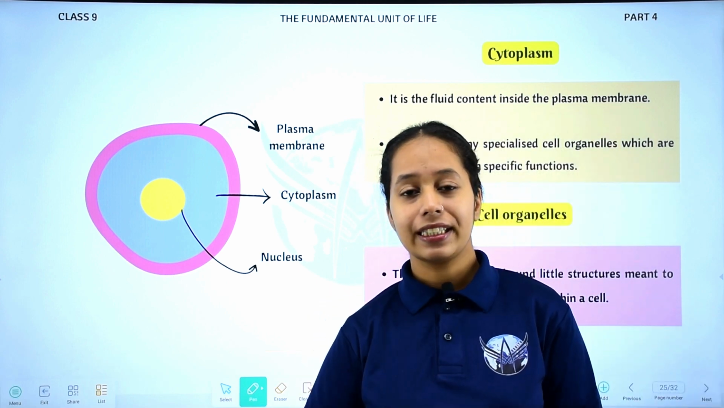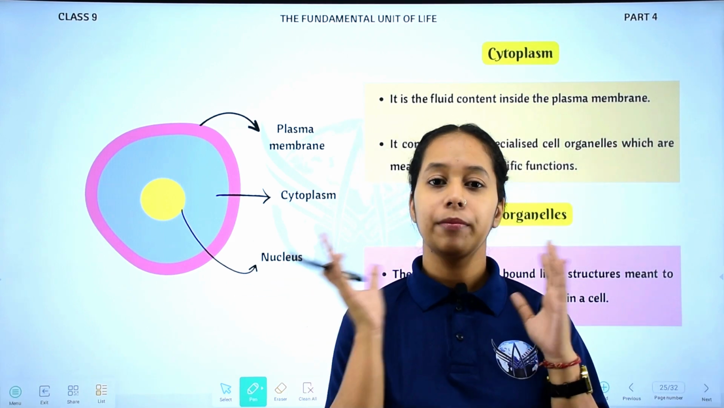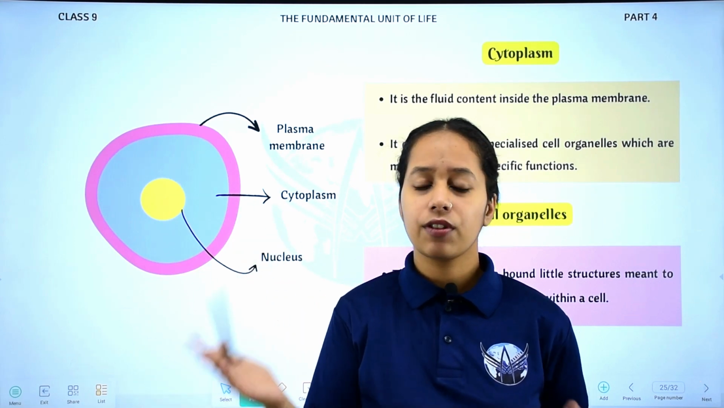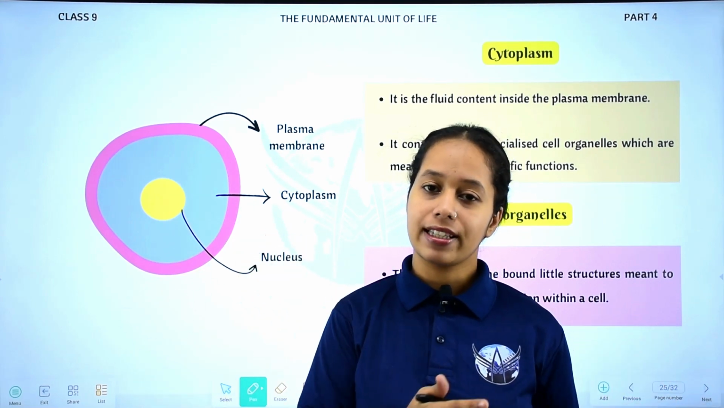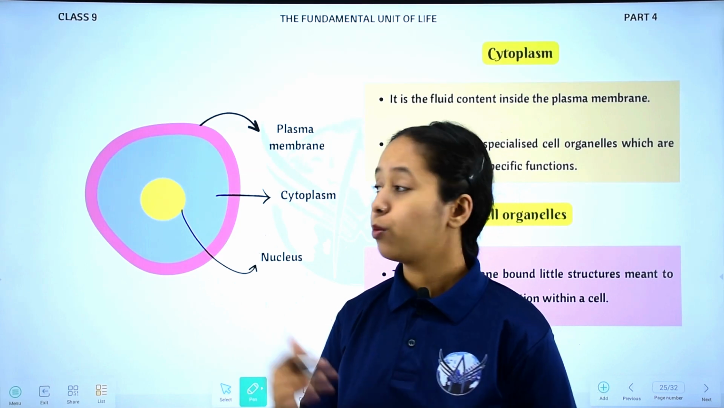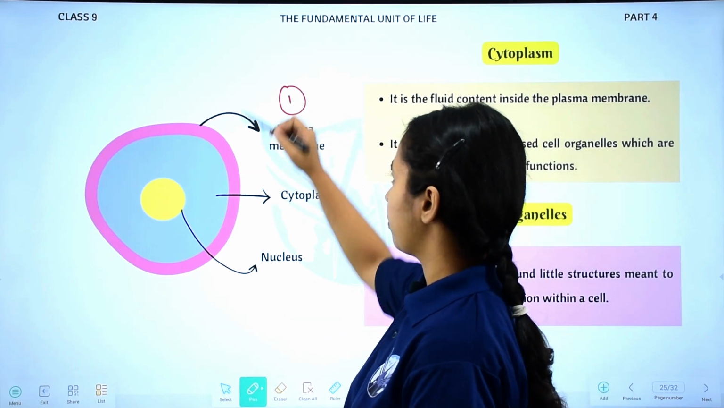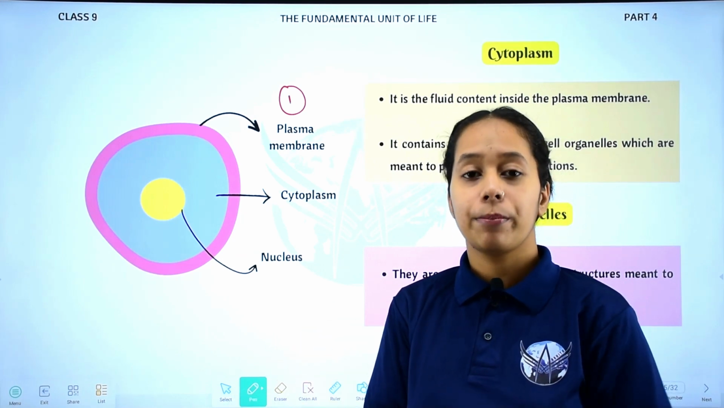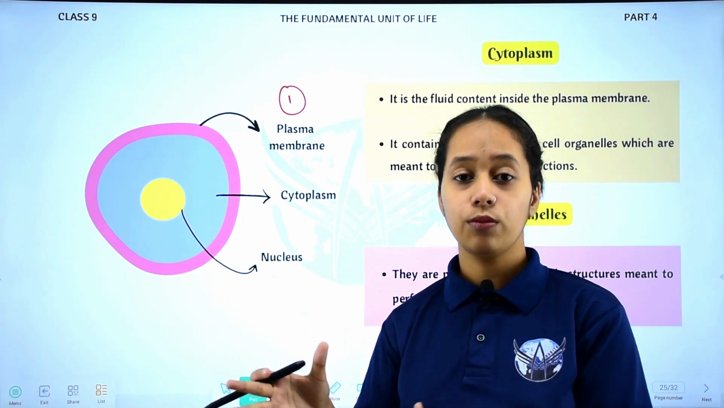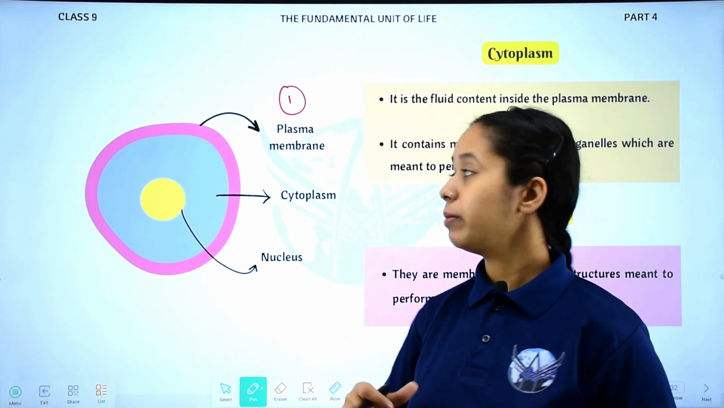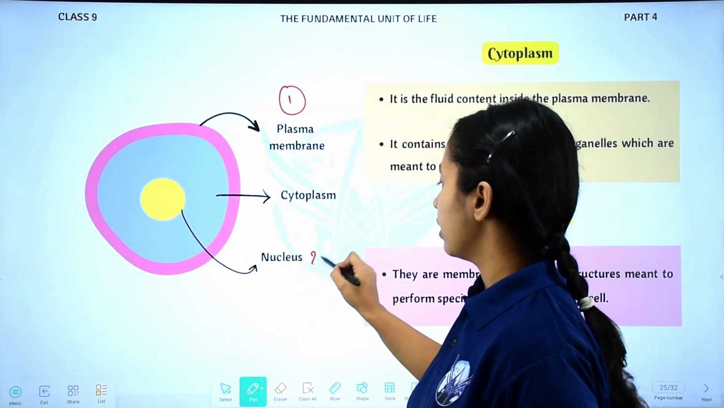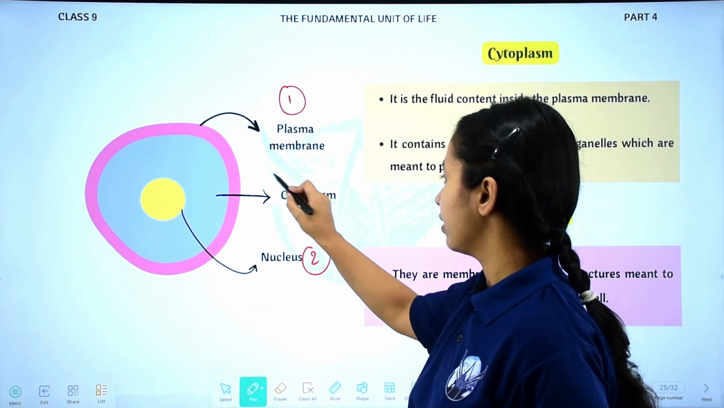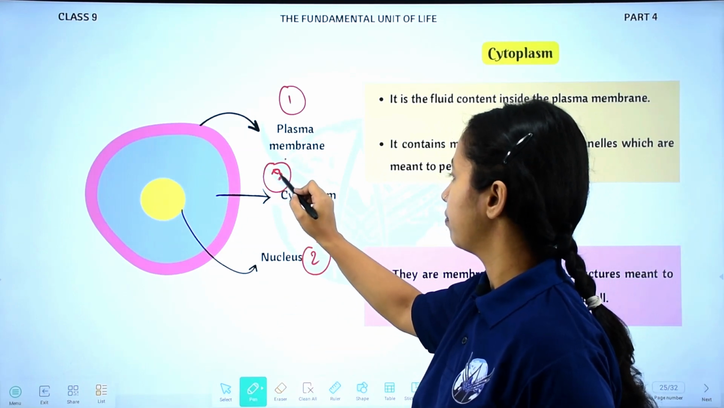Cytoplasm, the third major feature that almost every cell, irrespective of their size and shape, possesses. First we studied about plasma membrane. What is plasma membrane? It is a protective membrane. If a cell is a room, then the walls of the cell will become the plasma membrane. Then we studied about the nucleus, the brain of the cell, and today we will be studying the cytoplasm.